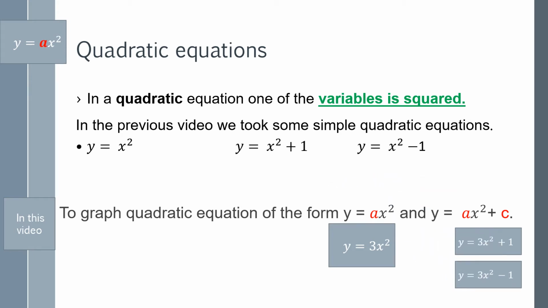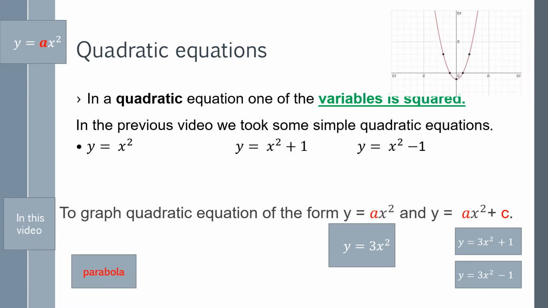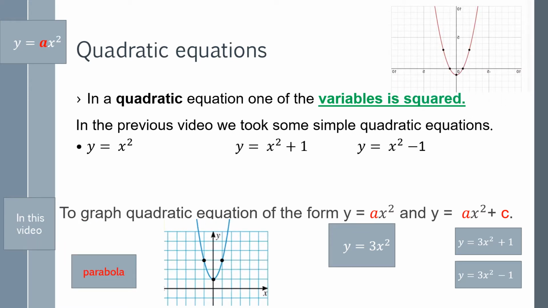But in the book they didn't ask you in the exercises to draw these y equals ax squared plus c, but we are going to speak about them a little bit. We also took that the graph has a parabola shape, a U shape before, and also in this form it's going to be a parabola, a U shape.